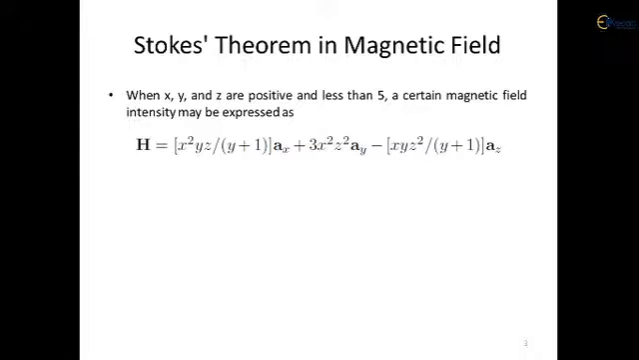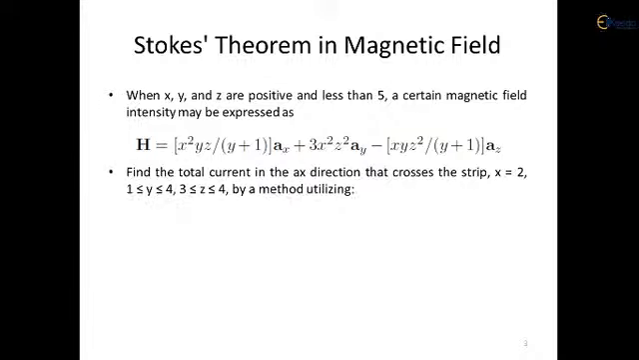The problem statement continues: find the total current in the ax direction that crosses the strip x equal to 2, y ranging between 1 and 4, z ranging between 3 and 4, also positive values, by a method utilizing the following. The problem statement is split into two parts. In part A we have to carry out a surface integral, and in part B we have to carry out a closed line integral. So this is the problem statement given to us, and we have to find the solution for it.